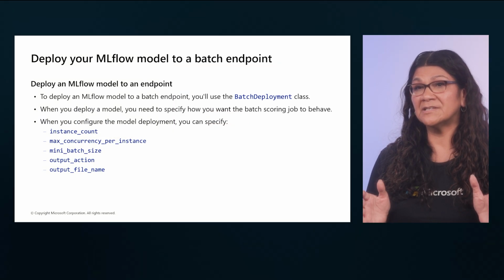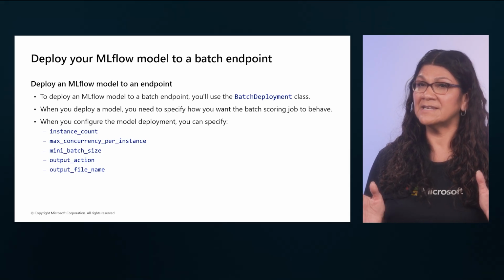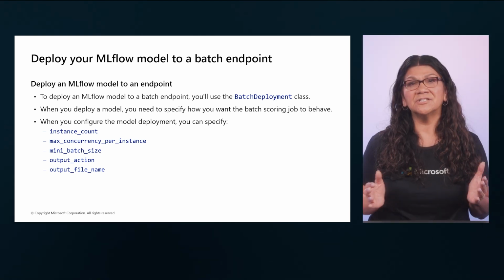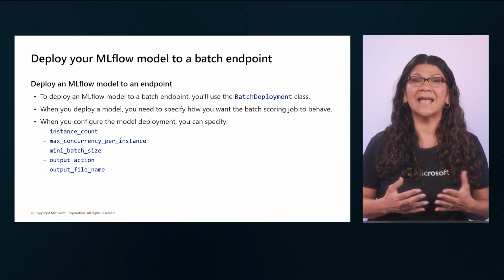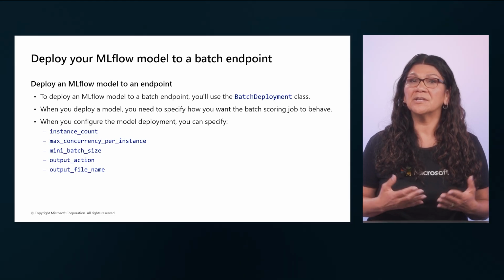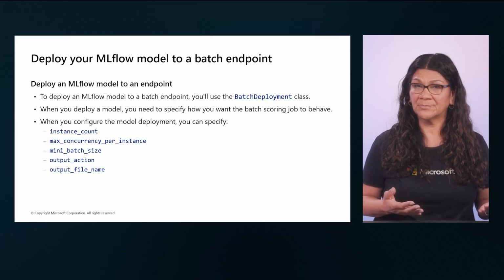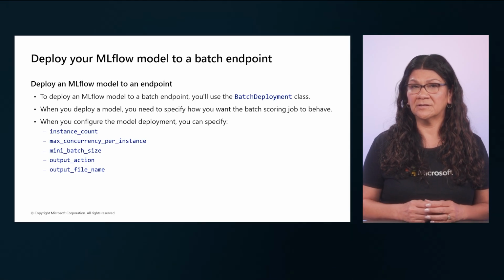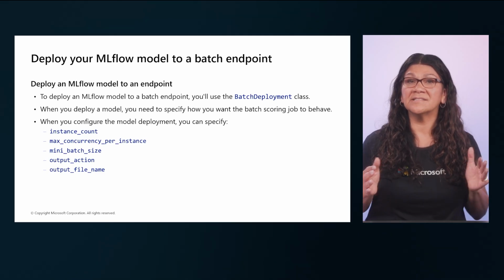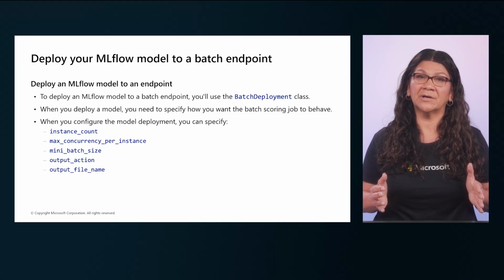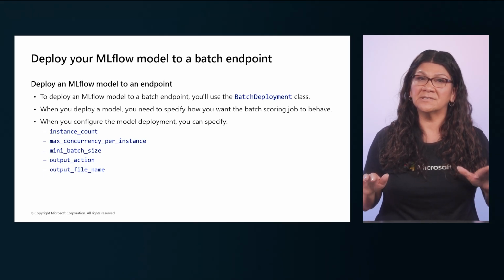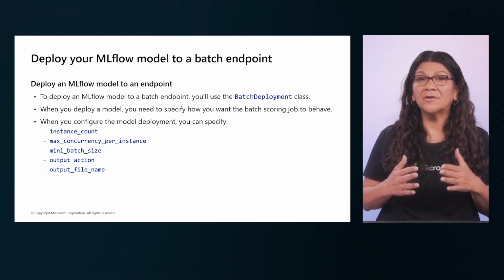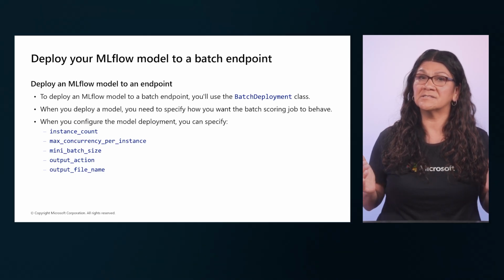Imagine you've trained a diabetes risk model with MLflow and now need to score thousands of new patient records overnight. To do this, you deploy the model to an Azure Machine Learning batch endpoint using a batch deployment, which defines how the batch scoring job runs and where results are written. Azure ML then runs the automatically generated scoring script across multiple compute instances in parallel, enabling large-scale predictions far faster than processing records sequentially.